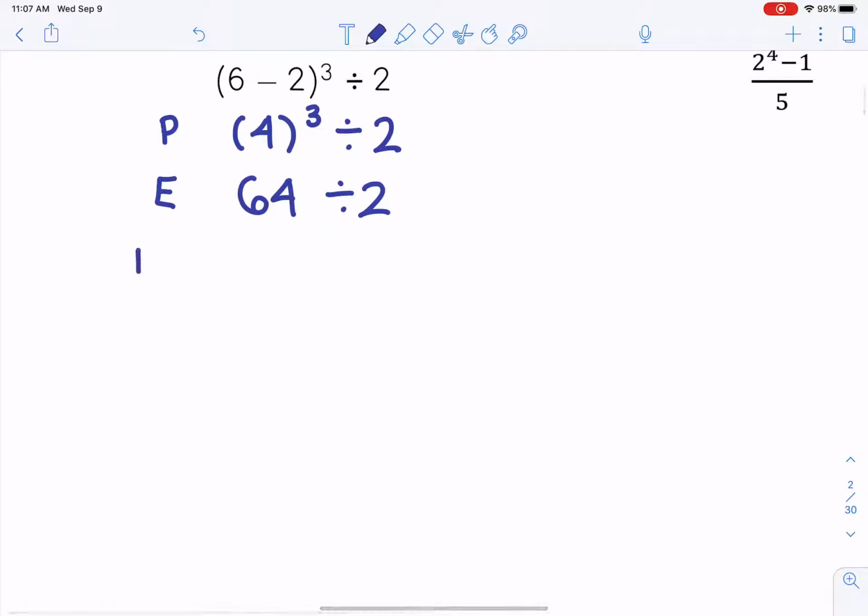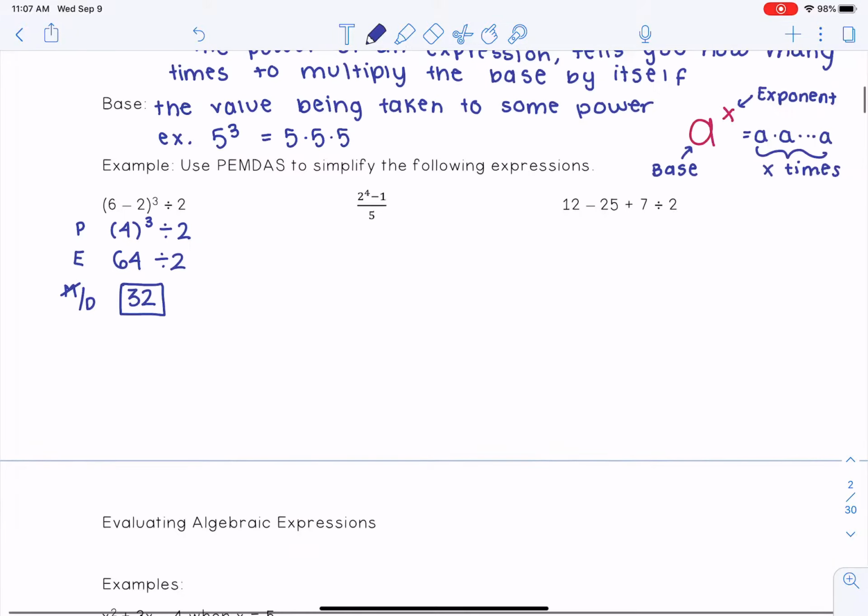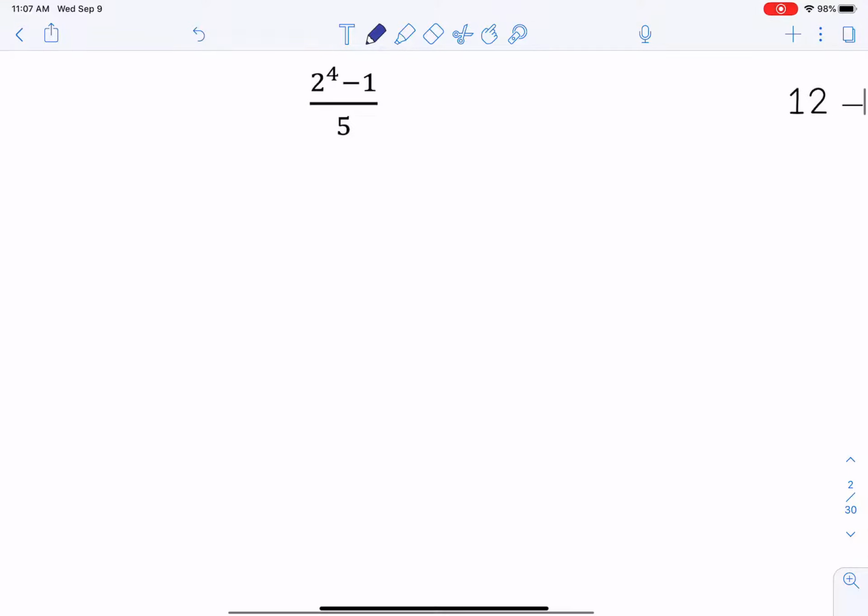Now we have multiplication and division. Let's see. We don't have multiplication. We have division. So 64 divided by 2 is 32. So I want you to start by writing out these steps really clearly so that you make sure you follow the order of operations. Next, let's start with parentheses. Well, I don't see any parentheses here, so let's go to exponents. Exponents, I see a 2 to the 4th, so I'm going to do 16 minus 1 over 5.